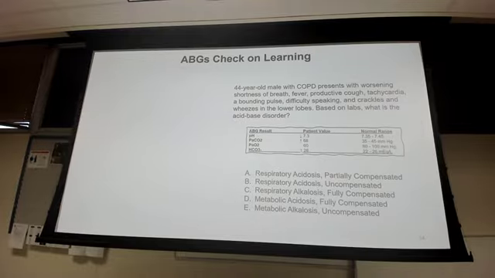Okay, so here's a check on learning. A 44-year-old male with COPD presents with worsening shortness of breath, fever, productive cough, tachycardia, and a bounding pulse, difficulty speaking, and crackles and wheezes in the lower lobes. Based on the labs, what is the acid-base disorder? Decreased pH, increased partial CO2, increased bicarbonate, and normal partial CO2. What do y'all think?